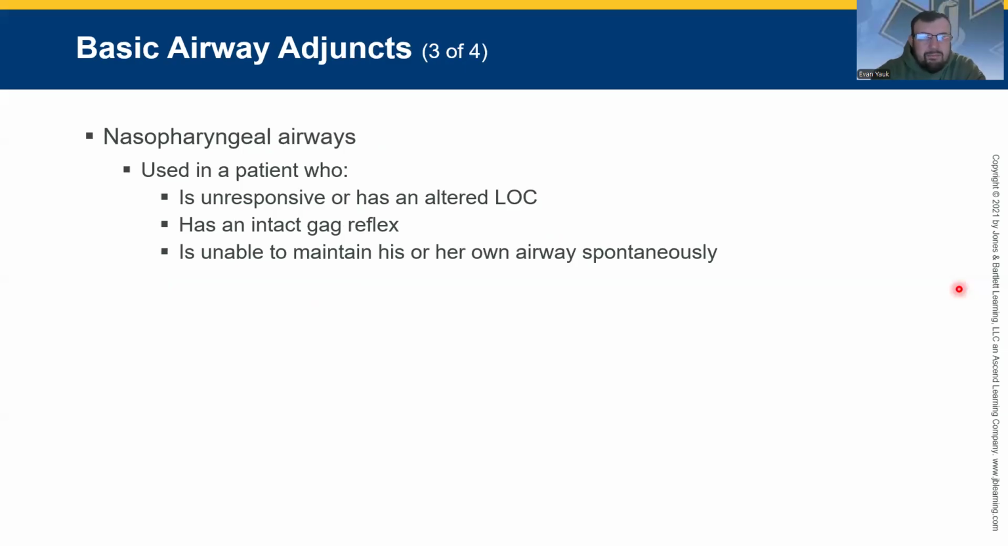The NPA is used in patients who are unresponsive or have an altered level of consciousness, and have an intact gag reflex. So if they gagged on the OPA, we have to try the NPA. It's for a patient who is unable to maintain his or her own airway spontaneously. So if they are unresponsive or they have altered level of consciousness, and they're not able to breathe on their own or maintain their breathing, then this is when we'll use this.